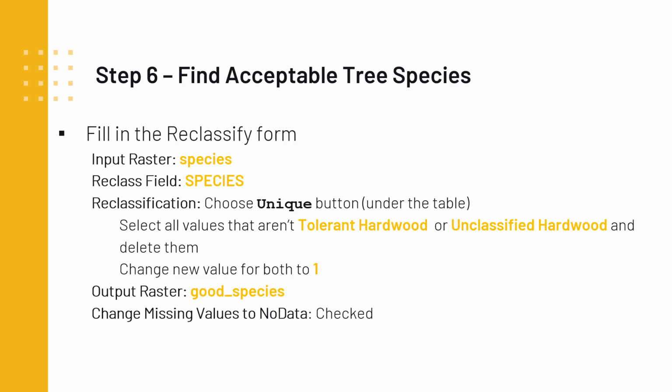Then you're just going to hit the delete key on your keypad to get rid of them. Then for the new value, change them both to 1. Remember, rasters like to store numbers, so we wanted to store a value of 1. The output raster this time is going to be called good_species. There's a checkbox underneath for change missing values to no data. Make sure that is checked, so the ones that don't have a value will automatically go to no data. So the end result will basically be ones and no datas again. It's just a different way to get there than we've learned in the previous 2 examples.